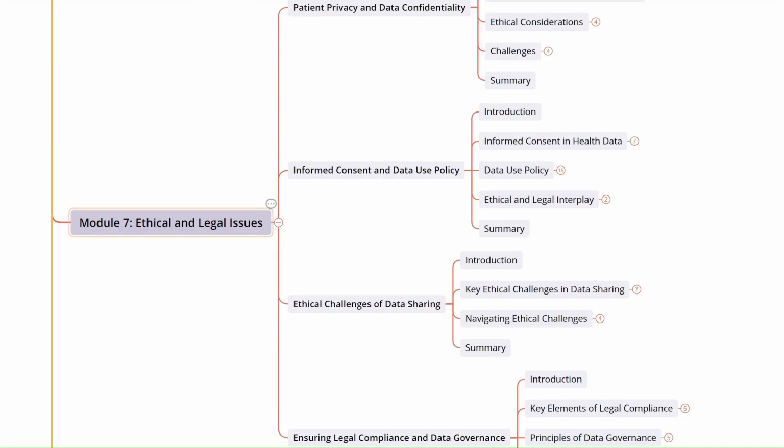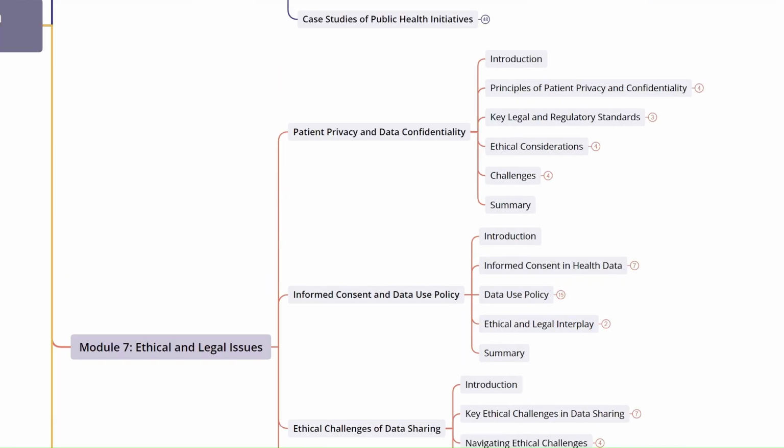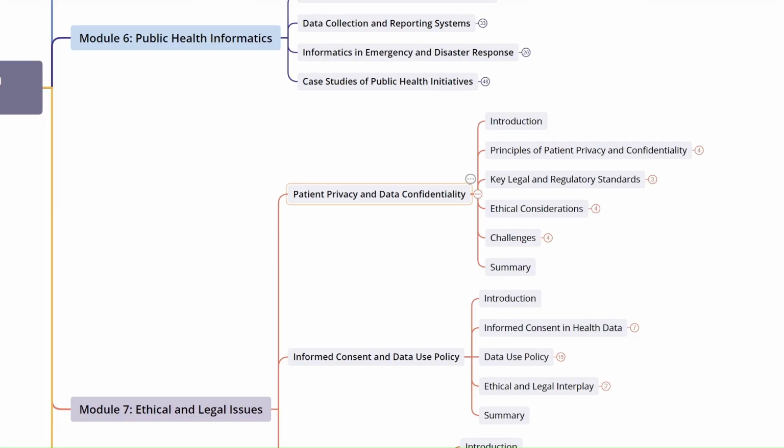The module starts with an in-depth discussion on patient privacy and data confidentiality, emphasizing the importance of protecting individuals' sensitive health information from unauthorized access. In a landscape where breaches and misuse of data pose significant risks, understanding how to implement protective measures such as encryption, access controls, and anonymization is critical for maintaining patient trust and complying with regulations.